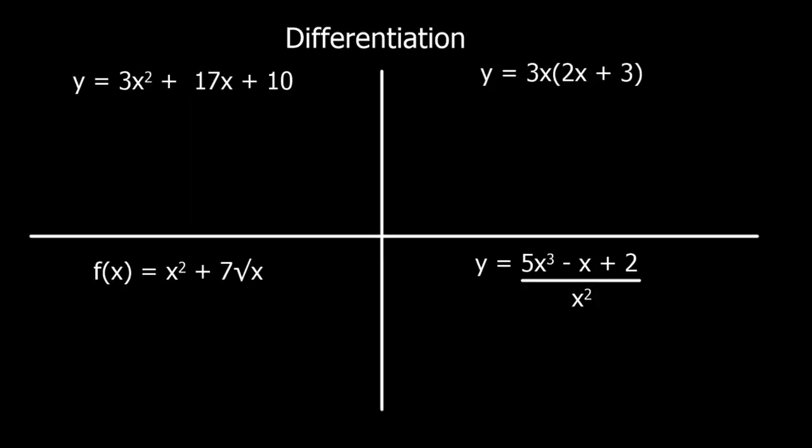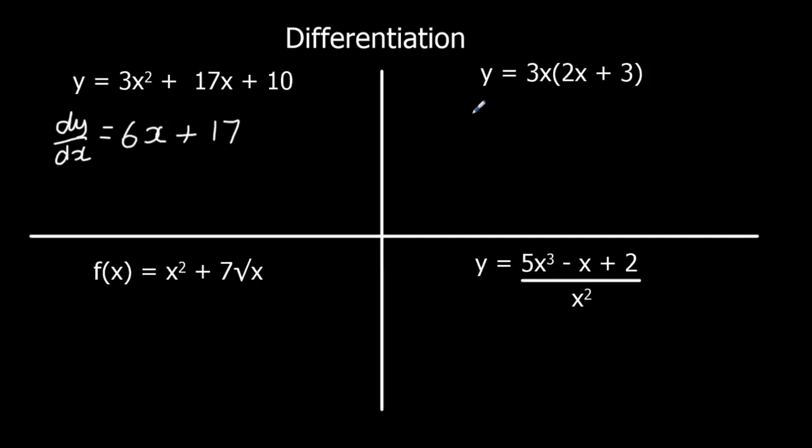Okay, maybe pause the video and give these ones a go. So try and differentiate these functions. Okay, here the first one, we've got dy dx, following the same process, times by the power, take 1 off the power. So 6x plus 17.